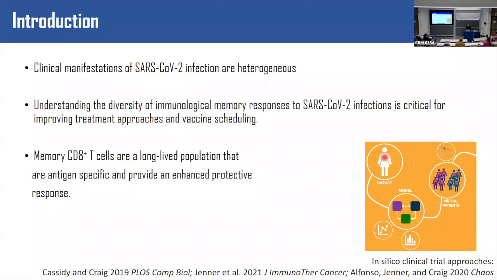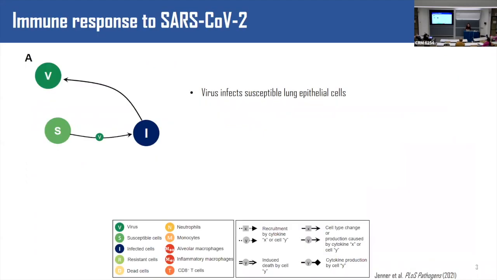So next, I'm gonna show you the model schematic of the immune response to SARS-CoV-2 infection from our previous work. So this is our model. Our model is actually an extension of the SIV model. Susceptible lung epithelial cells get infected by free SARS-CoV-2 virus, and they end up dying by lysis and create new virus.